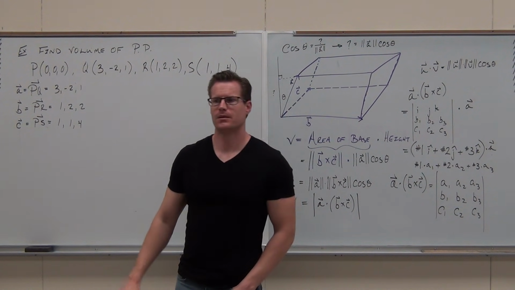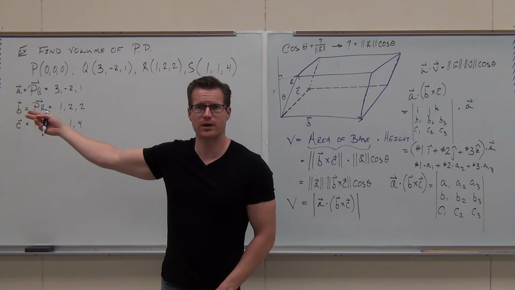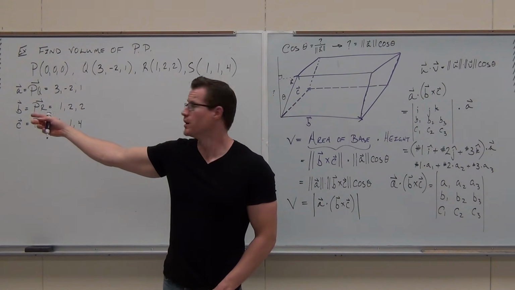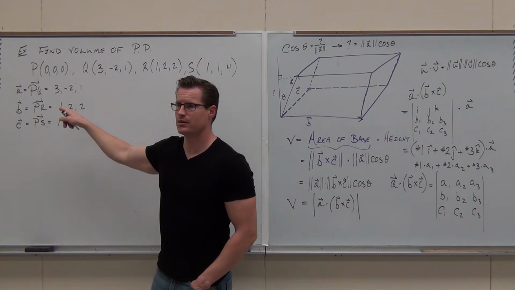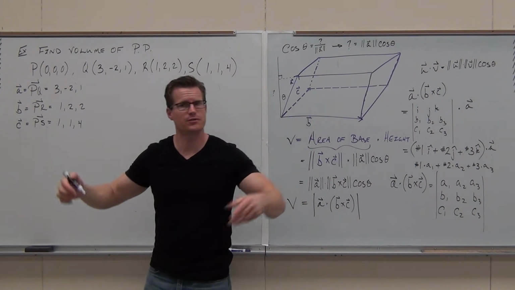P is all 0. P is the origin, and we know position vectors start at the origin automatically and end at the terminal points. But I've left the notation free. What notations do I have here and here? Parentheses or those little brackets? Brackets. Because now they're vectors.